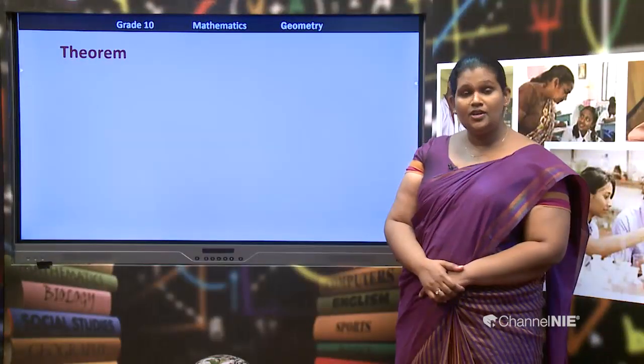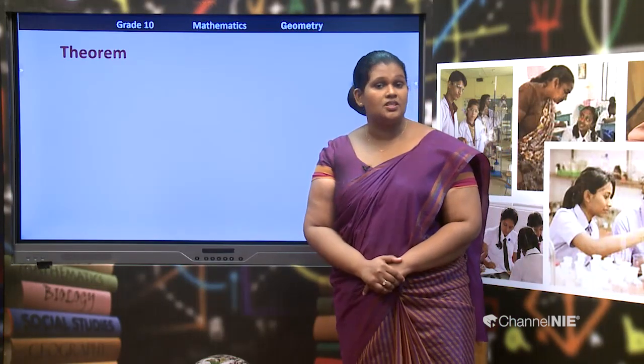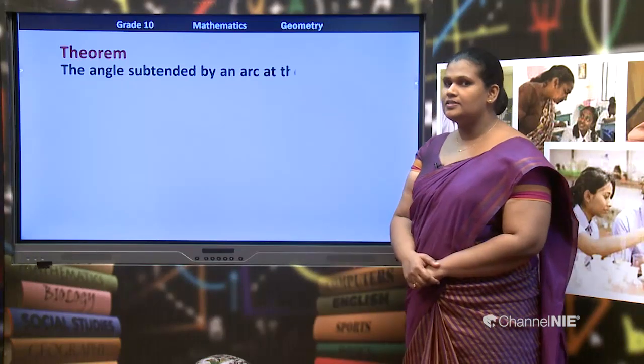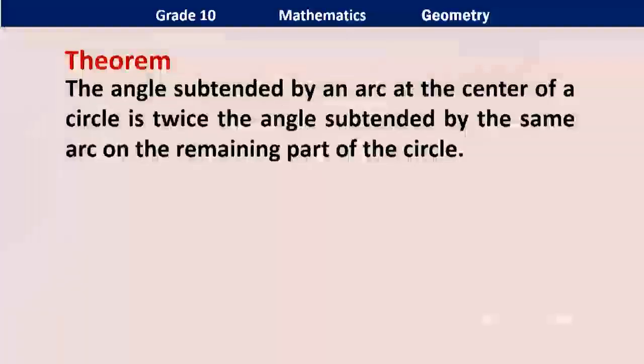Now we know how to identify angles subtended by major arcs and minor arcs at the center of the circle and on the remaining part of the circle. So, now we have to consider the theorem related to these angles. We will have a look at the theorem now. This is our first theorem for today. That is, the angle subtended by an arc at the center of a circle is twice the angle subtended by the same arc on the remaining part of the circle.